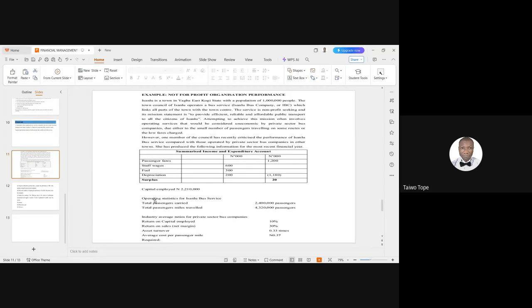The capital employed is 2,210,000 naira. The operating statistics for the Isanlu bus service: total passengers carried 2,400,000 passengers. Total passenger miles traveled 4,320,000. So the industry average for private sector bus companies, you can see now, they're giving us the average of the private sector, not for a not-for-profit making organization. So somebody will ask, is there any correlation between these two? One is not for profit, one is profit. So this is the industry average ratio.